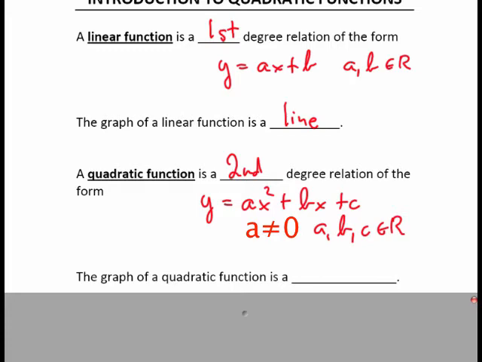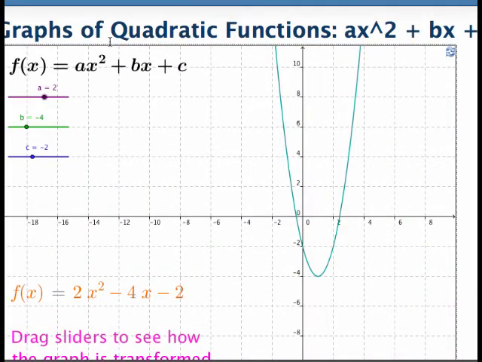Now, just to take an initial look at what the shape of such a graph would be, I have an animation here that allows me to change the values of a, b, and c to different numbers, and this changes the graph. So what I have set up is the equation 2x squared minus 4x minus 2. If I were to build a table of values with this equation, I would get this particular graph.